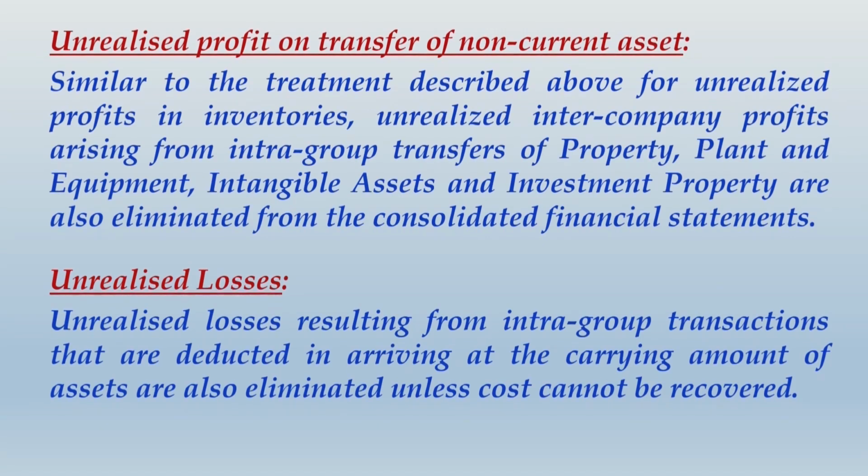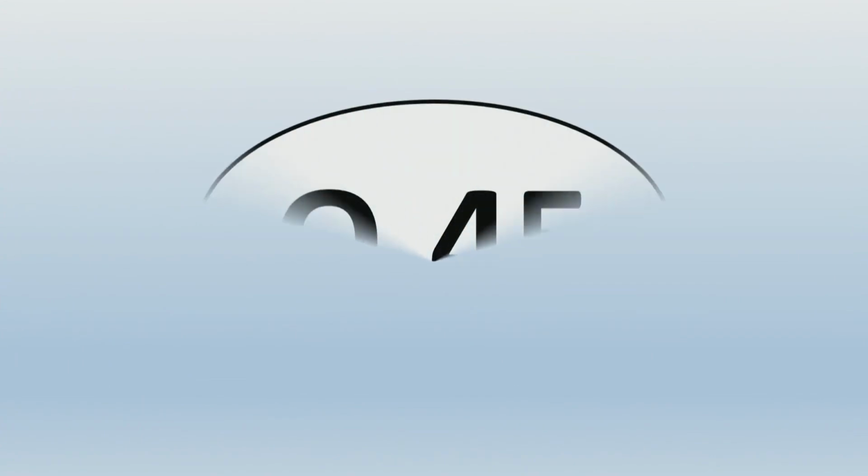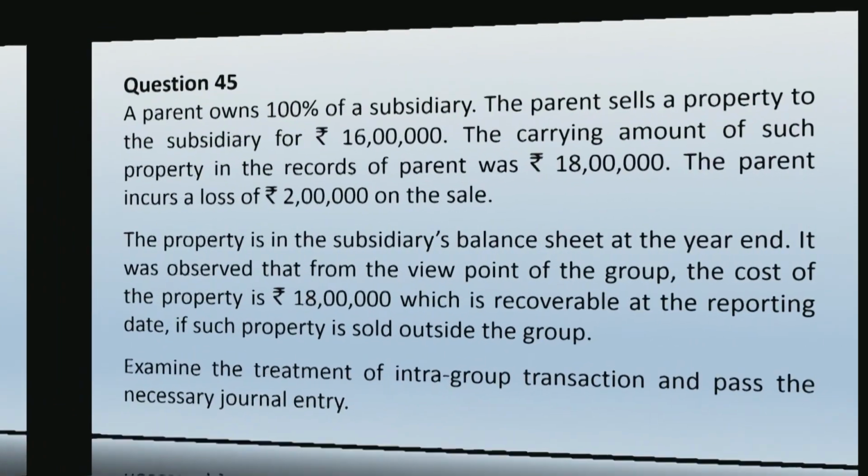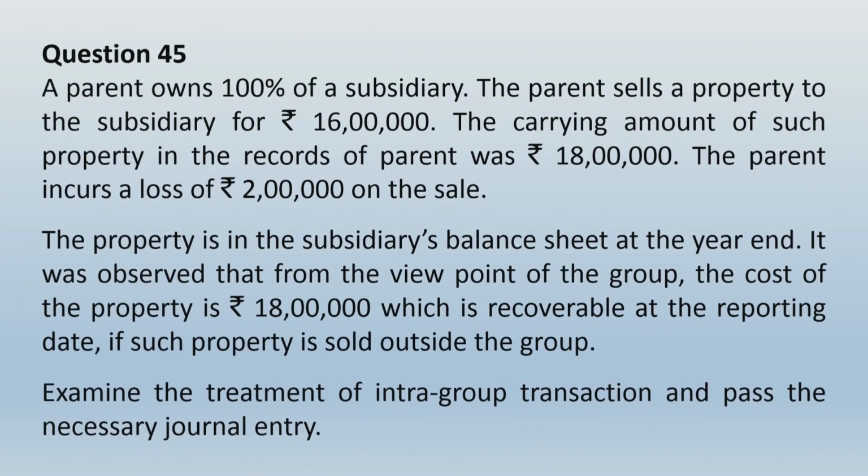Alright friends, you would have finished writing this whole thing. Let us move ahead and take up questions of this type, starting with question number 45. Let us read this question. A parent owns 100% of a subsidiary. The parent sells a property to the subsidiary for rupees 16 lakhs. The carrying amount of such property in the records of the parent was rupees 18 lakhs. The parent incurs a loss of rupees 2 lakhs on sale.